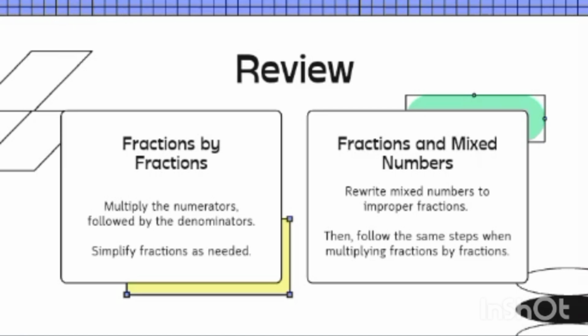Fractions by fractions: if you are multiplying a fraction by a fraction, multiply the numerators followed by the denominators, and then simplify the fraction if needed. And when you are multiplying fractions that have mixed numbers, rewrite the mixed number as an improper fraction, then follow the same steps as when multiplying fraction by fraction.